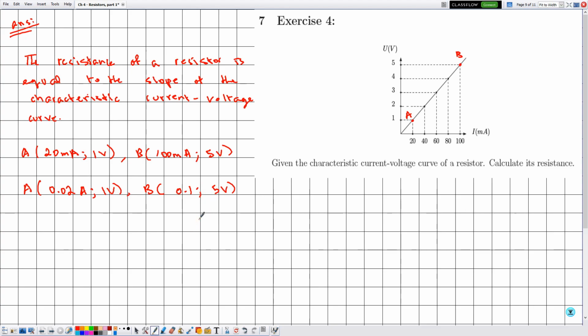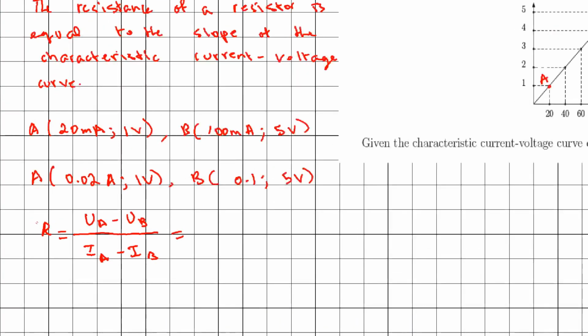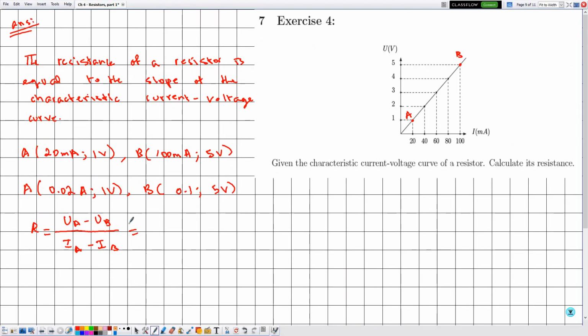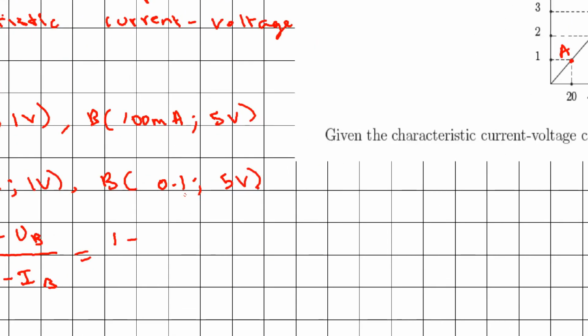Now we are ready to calculate the resistance of the resistor R, represented by this curve, using the slope method. R is equal to the voltage of the point A minus the voltage of the point B, divided by the current of the point A minus the current of the point B. So the voltage of the point A is given by 1 volt. How do we know this from the unit? So the voltage of the point B is given by 5 volt.